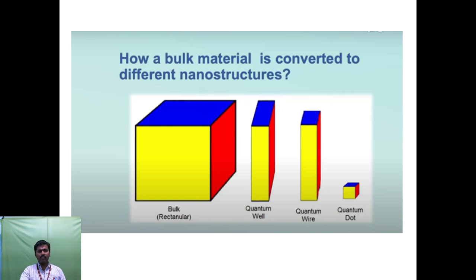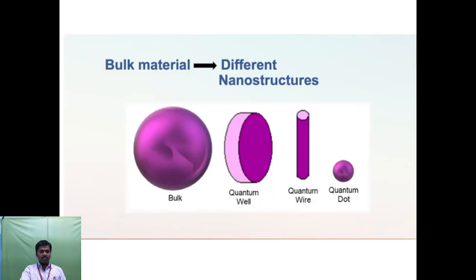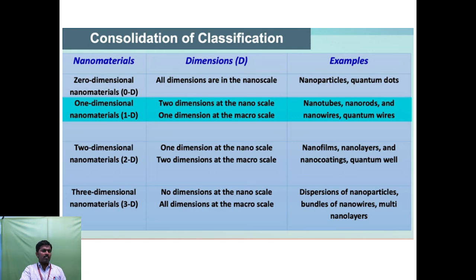How is a bulk material converted to different nanostructures? Bulk material is converted to quantum well, quantum wire, then quantum dot, continuously changing, reducing the dimension of the material. This is a diagrammatic representation of bulk material to different nanostructures: bulk material, quantum well, quantum wire, and quantum dots. So overall comparison of 0, 1 and 2 dimensional nanomaterials. It's also discussed in the previous slides.